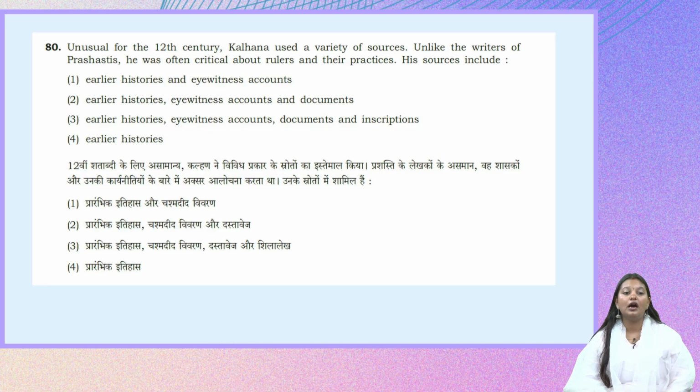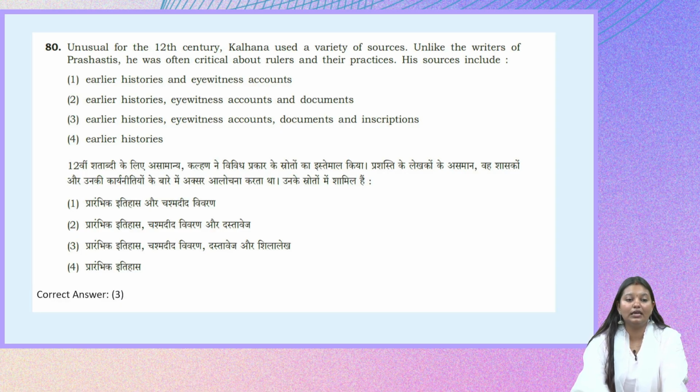The options are: earlier histories and eyewitness accounts; earlier histories, eyewitness accounts and documents; earlier histories, eyewitness accounts, documents and inscriptions; earlier histories. So, Kalhana was very critical about the work that the rulers were doing and the kind of practices they were following. So, the sources included earlier histories, eyewitness accounts, documents, and inscriptions. Therefore, the correct answer here is option 3.